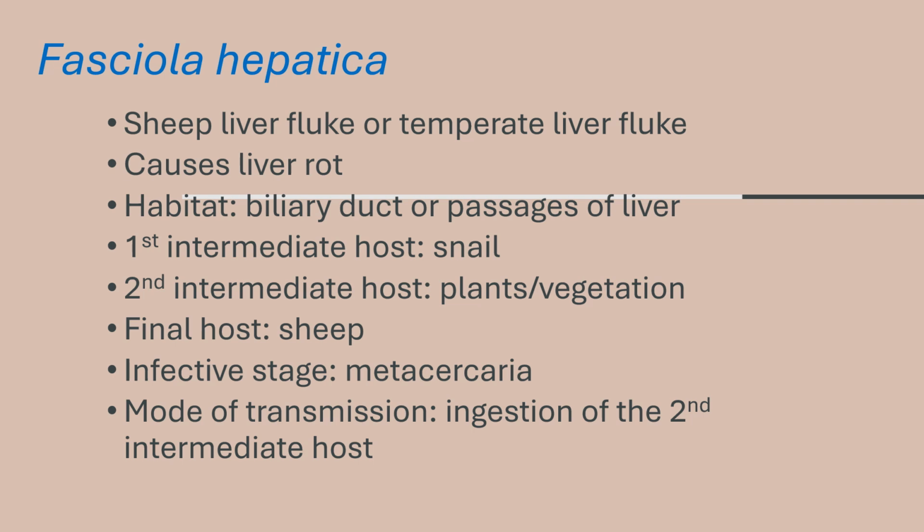The common name of your Fasciola hepatica is sheep liver fluke or temperate liver fluke, and it causes sheep liver rot. The habitat of your Fasciola hepatica is the biliary duct or passages of the liver. The first intermediate host is the snail, of the genus Limnaea, Galba, Fossaria, and Pseudosuccinea.